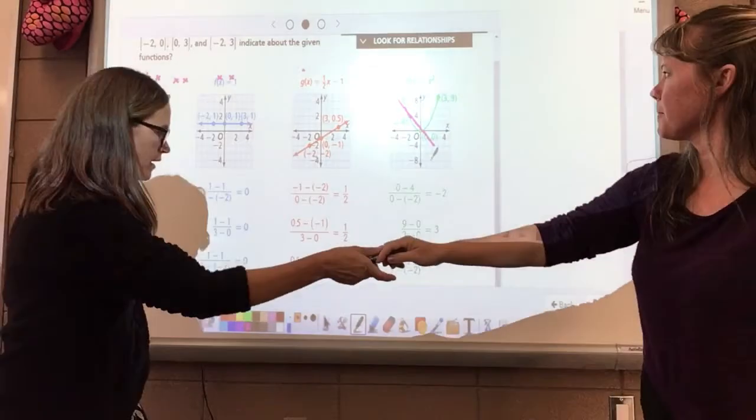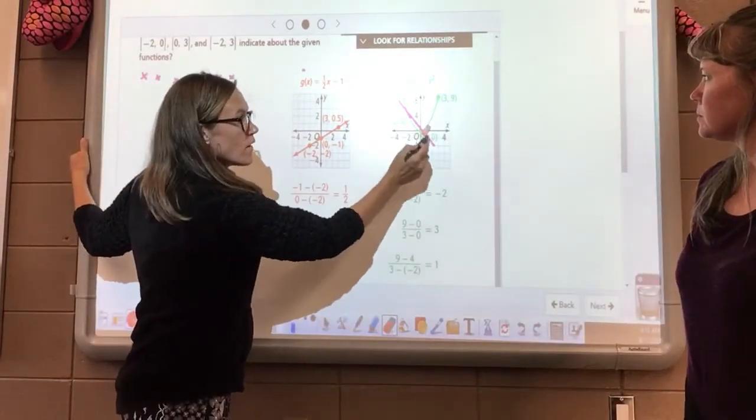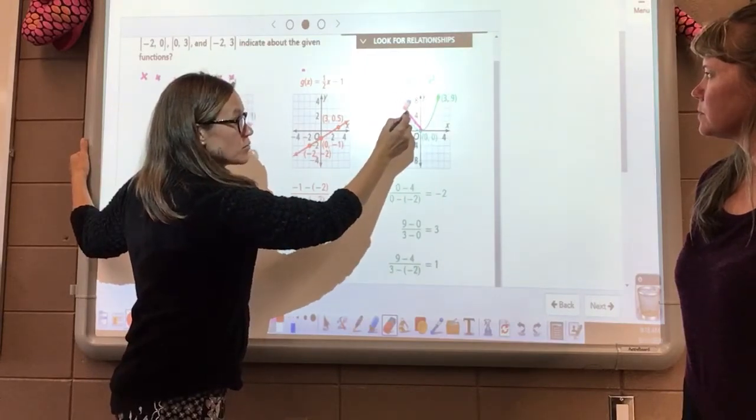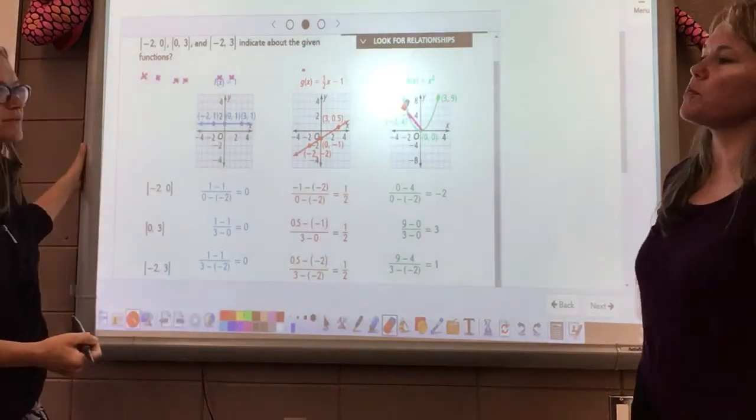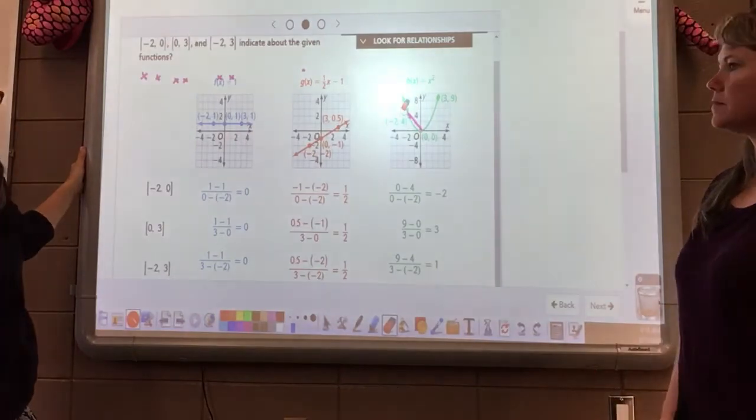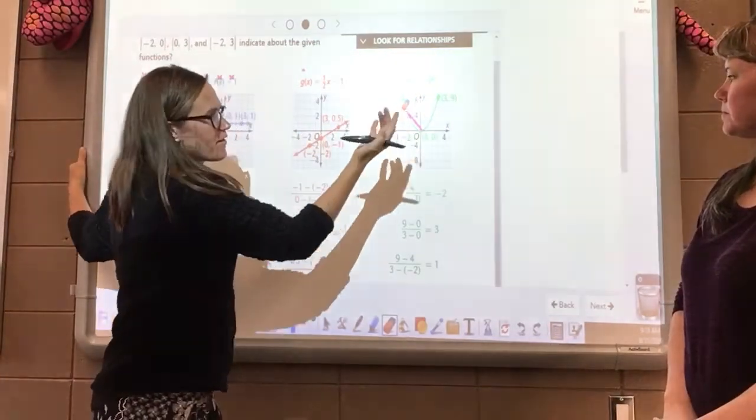May I steal your pen? We're really not finding this whole line, we're just finding it between those 2 points. Well, it's just the slope, so either way, it's going to be the same for the whole straight line, but they're asking for it for just that interval.